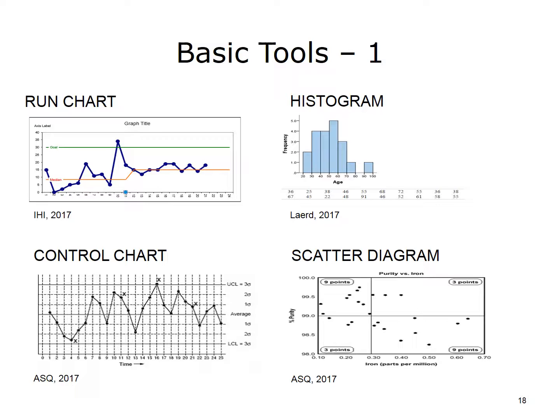A control chart is used to monitor and analyze variation from a process to determine if that process is stable and predictable, coming from common cause variation, or unstable and not predictable, showing signals of special cause variation.